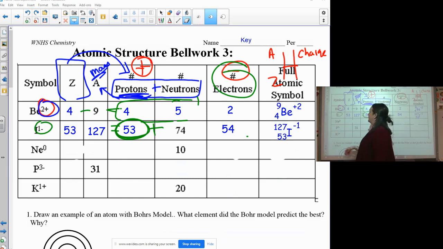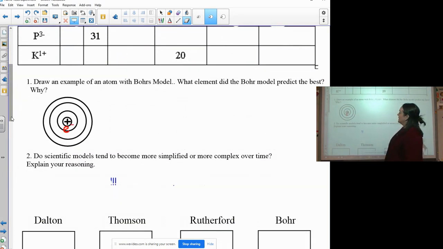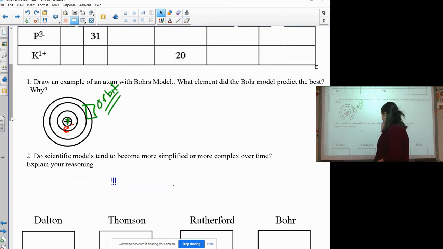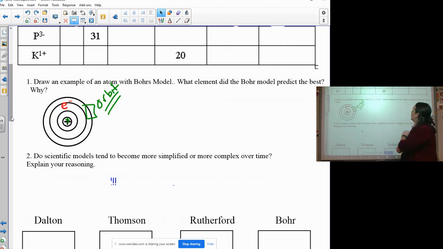And then what I would like for you to do at the bottom here is draw an example of an atom with Bohr's model. So what you're going to do is remember Bohr's model has the positive nucleus on the inside. And then remember Bohr said that electrons orbit the nucleus in these predictable little paths. So you can say the electrons kind of go around and around the nucleus. What element did Bohr's model predict the colors for the best? And we're talking about yesterday's spectrum emission line, however you want to call them, barcodes.